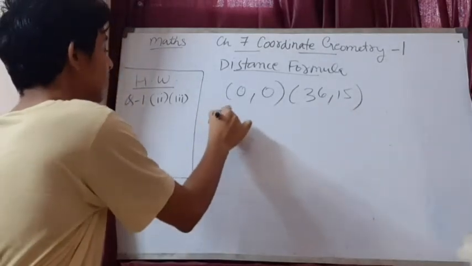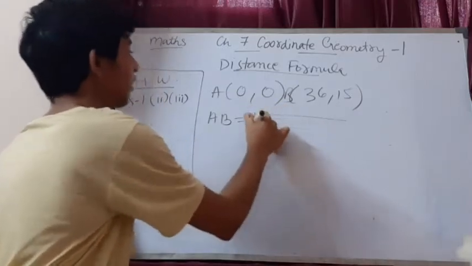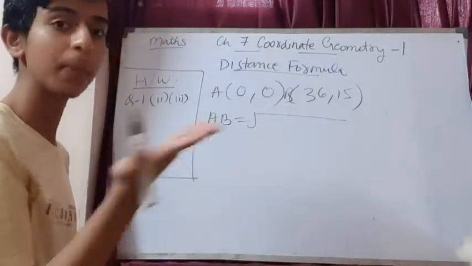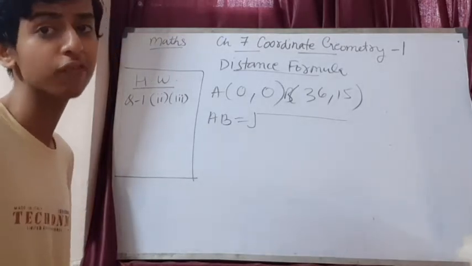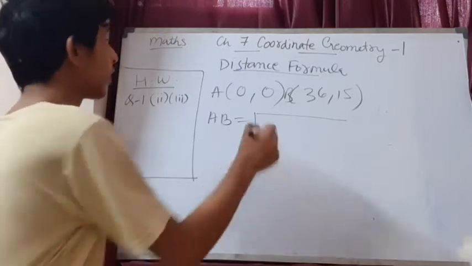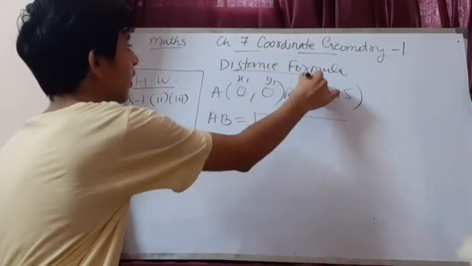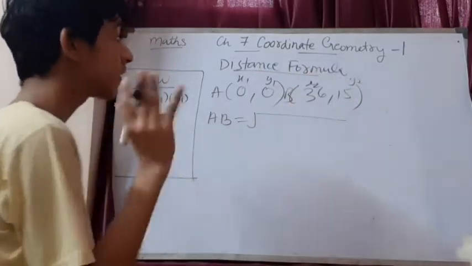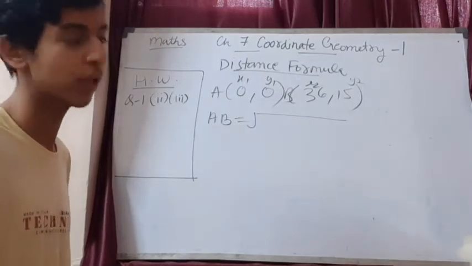So let's say this is A, this is B. The distance formula is this, that you already know: square root of x2 minus x1 whole square plus y2 minus y1 whole square. So you just have to substitute the values. What is your x1, y1, x2, y2? Please do not get confused; identify them beforehand, so that later on it will be helpful.